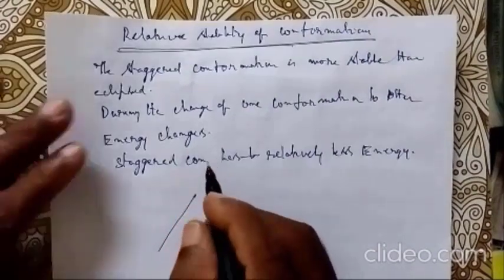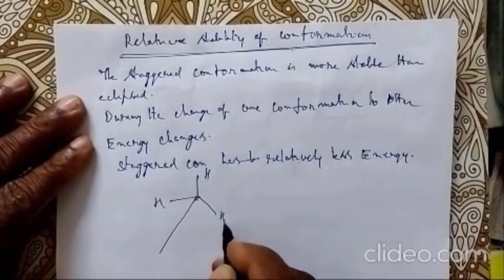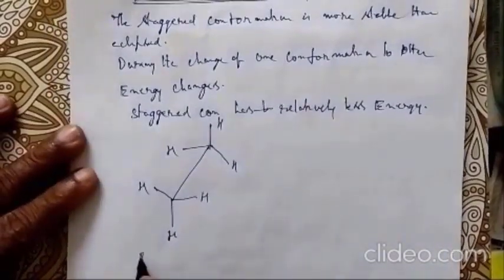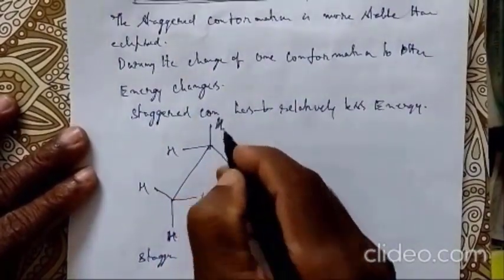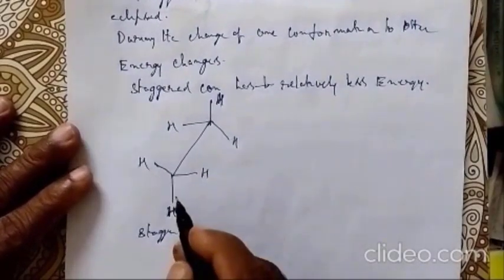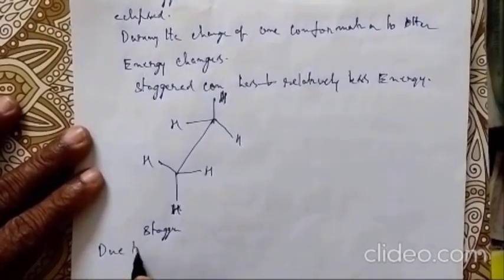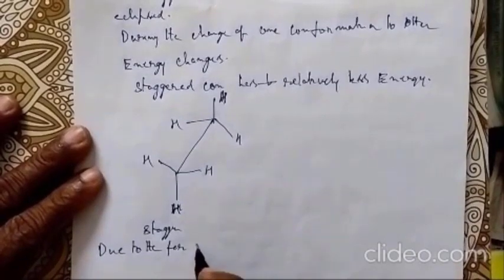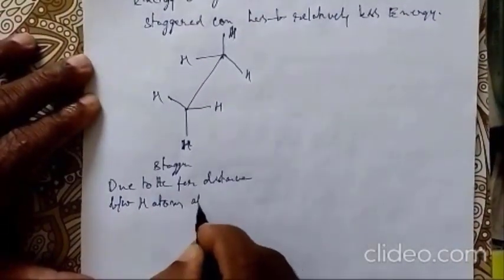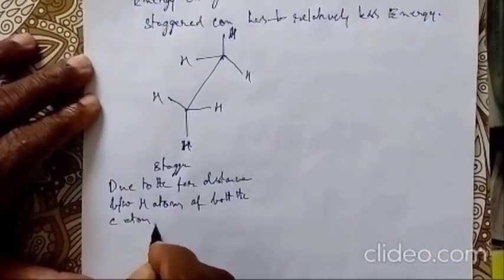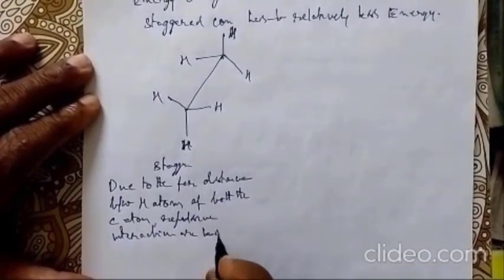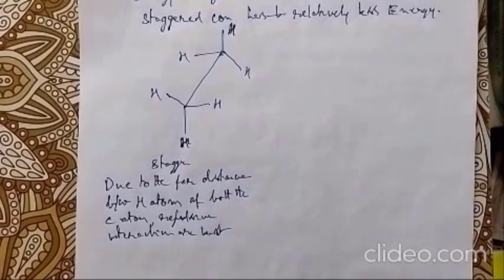See the figure once again. So this is a staggered conformation. In this staggered conformation, the hydrogen atoms of one carbon atom are far away from the hydrogen atoms of the other carbon atom. Because of this far distance between hydrogen atoms of both the carbon atoms, repulsive interactions are least. Therefore, staggered conformation is more stable than eclipsed.